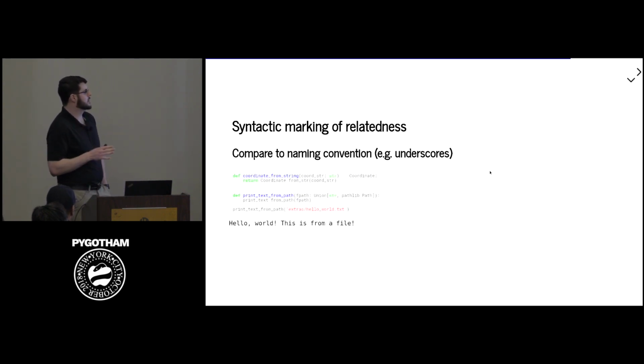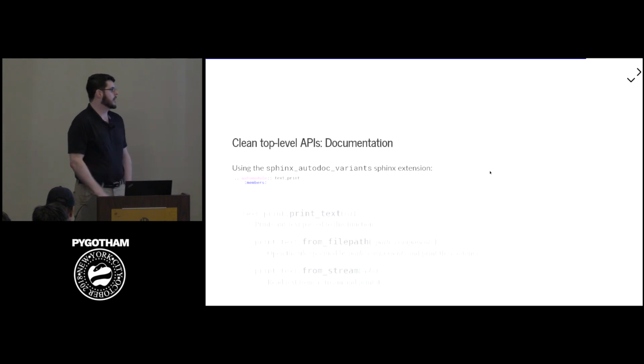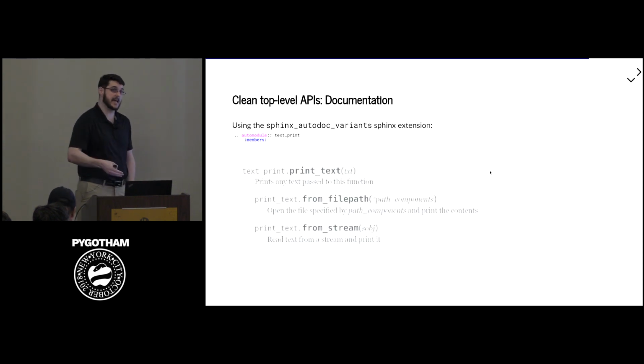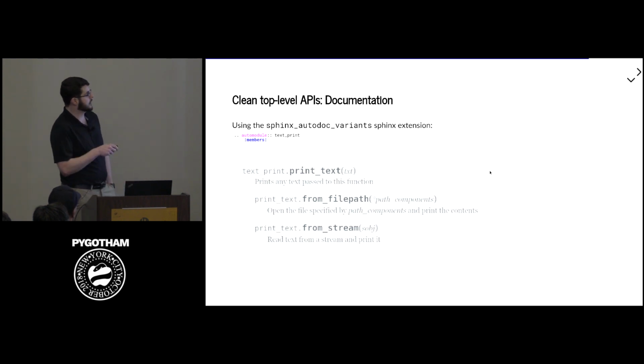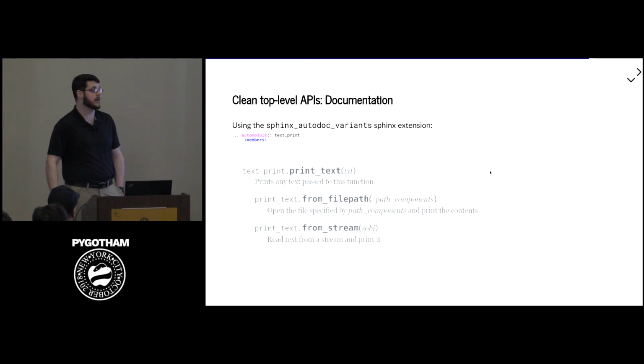So to wrap up, essentially, what I'm aiming for is syntactic marking of relatedness. You could use a naming convention with an underscore or something, but that doesn't give you a clean top-level API. If you're using syntactic marking, you can do something like what I did for variants, which is write a Sphinx extension that detects when things are variants of each other and nests the variants under their primary.